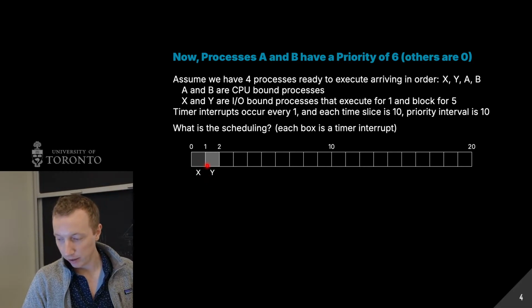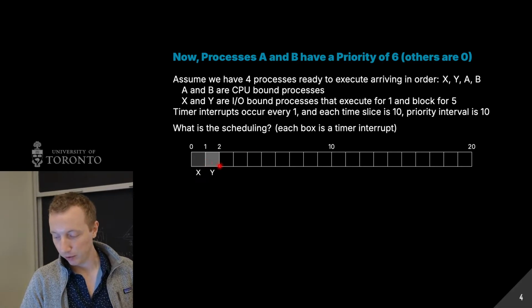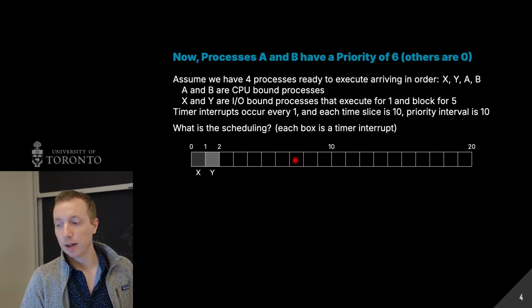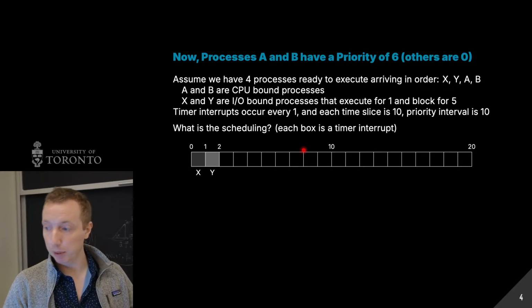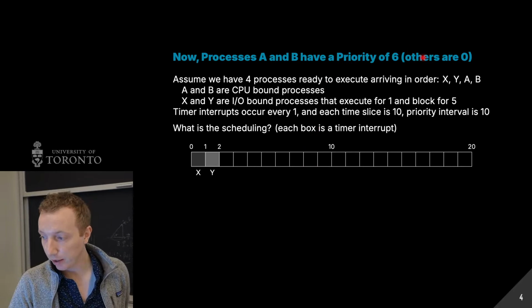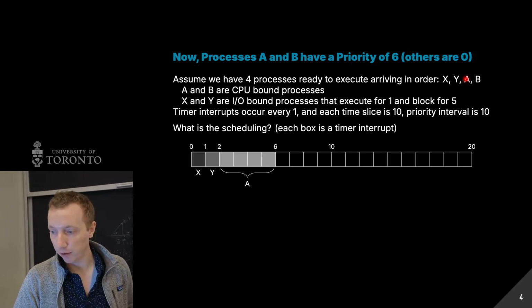All right, so now in this case, we schedule Y next, so X blocks. X will block for those 5 time units, so we are not able to execute it. Next process is Y, runs for 1, and then it would block for 5 time units. Now, just like before, we can only pick between A and B. They both have the same priority of 6. So we would just pick A because it arrived first.